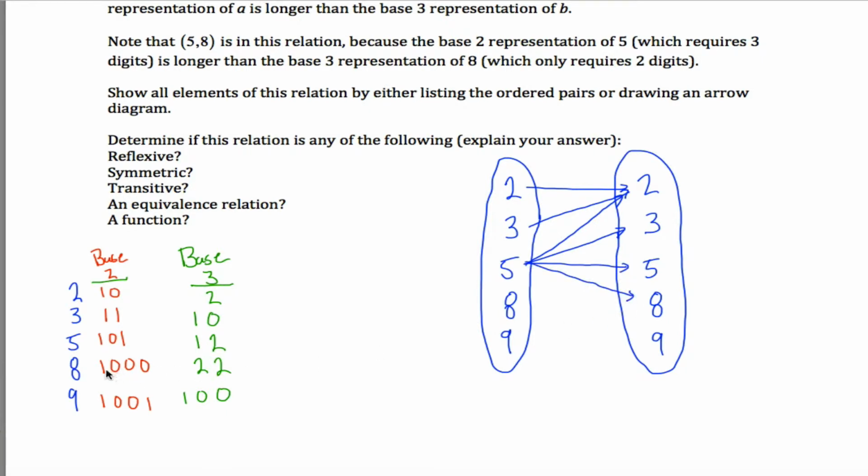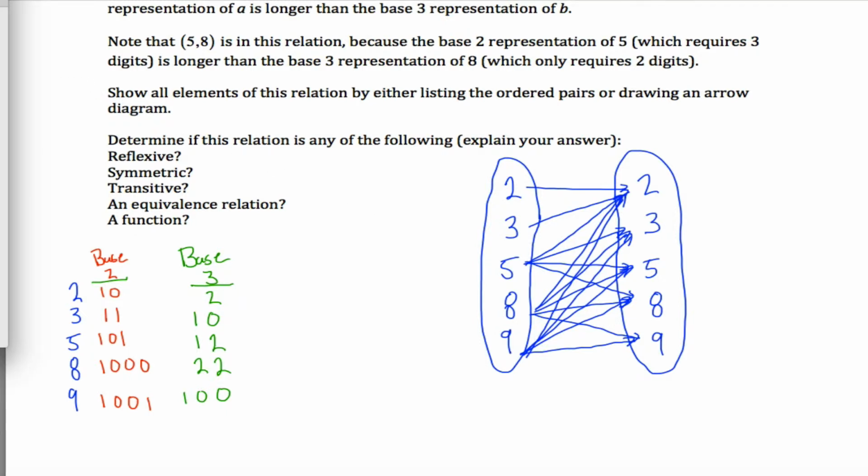What about 8? Well, 8 and 9 actually, both their base 2 representations each require 4 digits. And every single base 3 representation that I have requires less than 4 digits. So I'm going to draw arrows from both 8 and 9 to every other element. I'm going to draw an arrow from 8 up to 2, from 8 to 3, from 8 to 5, from 8 to 8, and from 8 to 9. And then I'm going to draw an arrow from 9 to 2, from 9 to 3, from 9 to 5, 9 to 8, and 9 to 9. Probably could have color coded that to make it a whole lot neater and easier to see. Sorry about that. Maybe you will do that. Maybe you won't. Who knows?